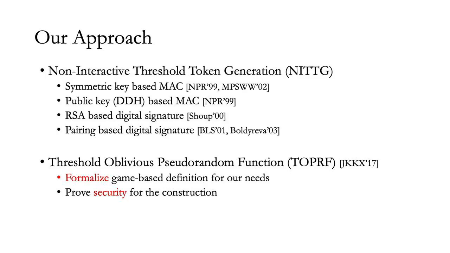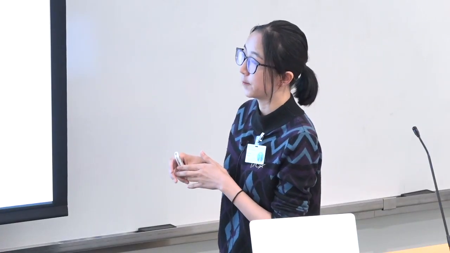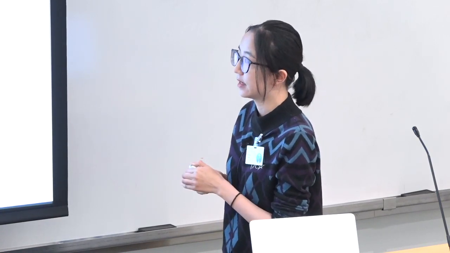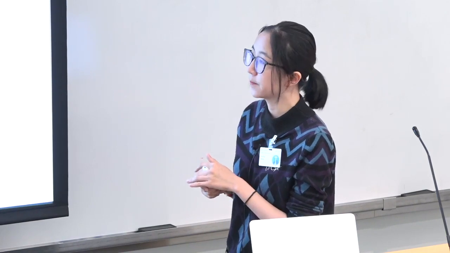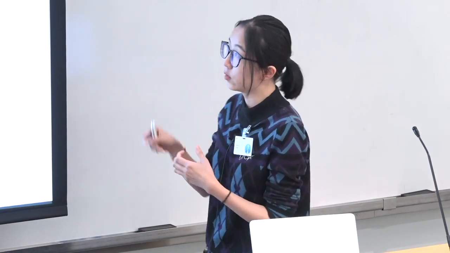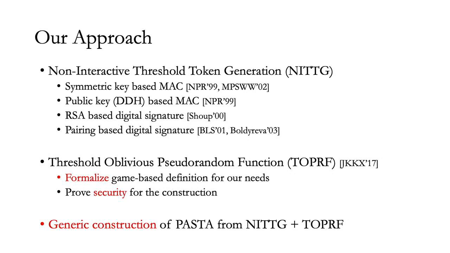And to make our pasta, we need two ingredients. One ingredient is called non-interactive threshold token generation, or NITTG for short. We know in the literature NITTG schemes for various types of tokens. And then the other ingredient that we need is called threshold oblivious pseudorandom function, or TOPRF. It was introduced by Jarecki et al. in 2017. And we formalize a game-based definition for our needs, and we prove their protocol is also secure under our definition. And then we combine these two ingredients to make our pasta. So next, I will tell you what is NITTG and what is TOPRF and how to combine them.